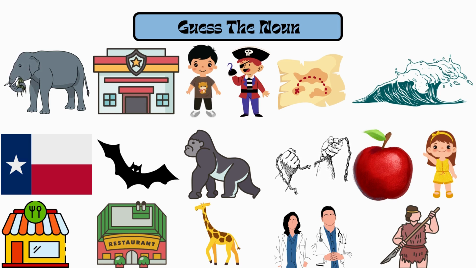What about this? Is this a person? Nope. Is this a place? Nope. Is this a thing? Nope. This is an animal.